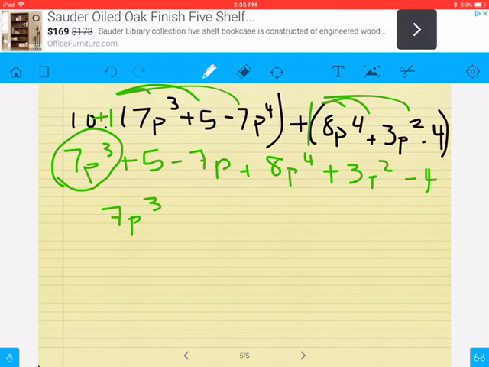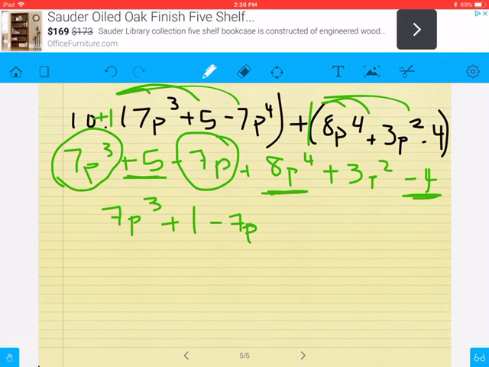That's entirely up to you. This 5, remember that would be p to the 0th power. This 5 is going to be like that -4. They're terms that we can combine. So 5 minus 4 is going to give me a +1. Okay, done with those two. Now I've got this -7p. I'm not seeing any more p to the first powers. So this -7p is going to stay the same. So -7p.